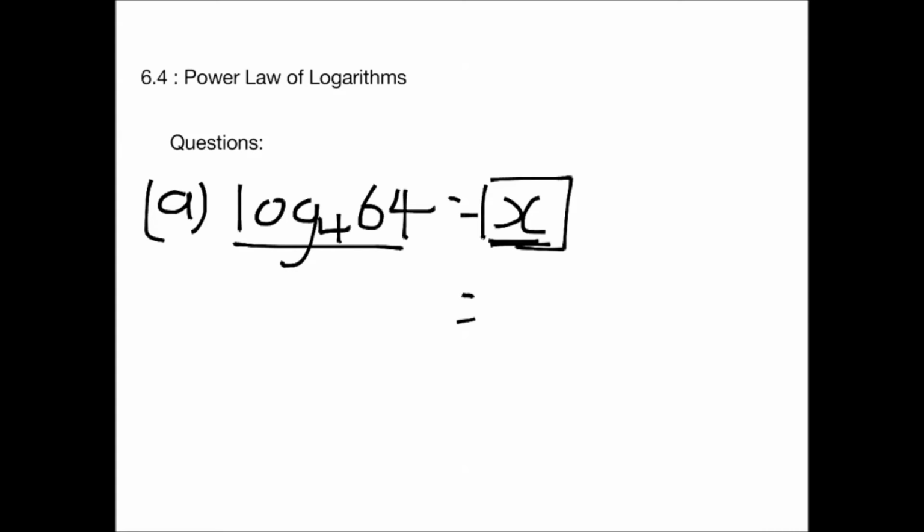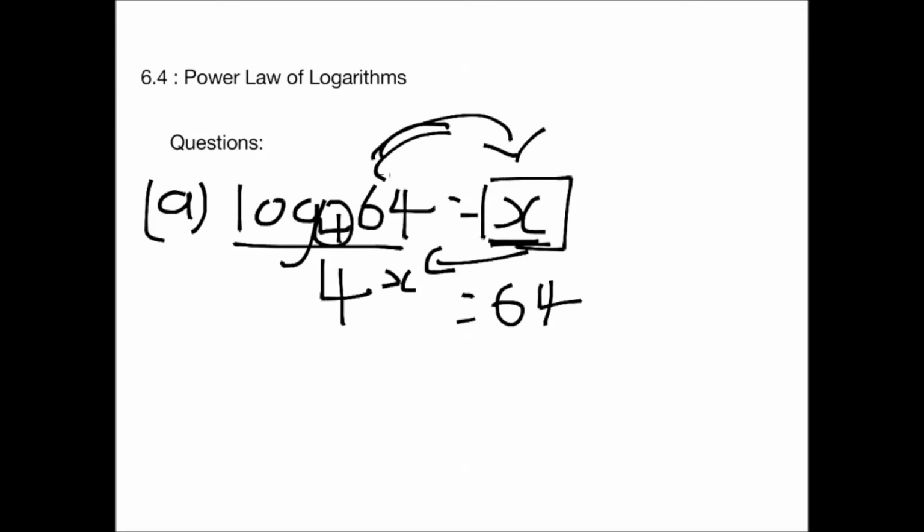So what do we have to do? First of all, we have to put the base. We know that the base is 4, so we just write 4, and then we kick it over, so 4 to the power of x, and then the 64 we kick it over, so it is 64.